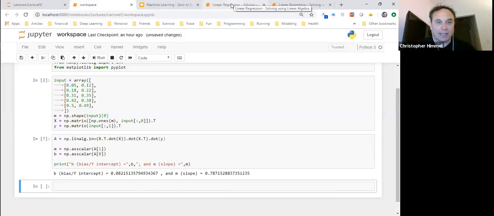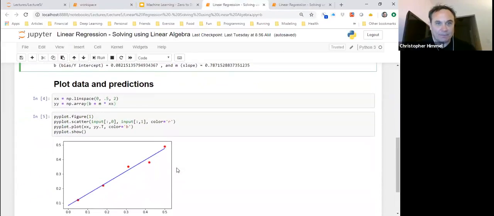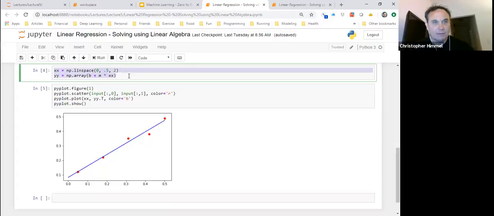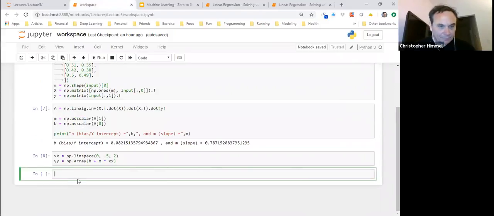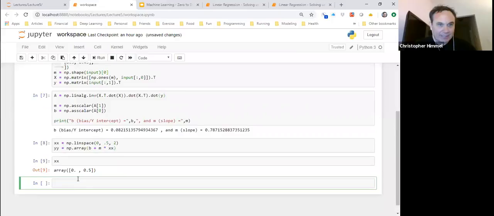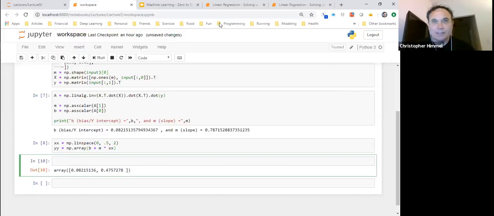So let's see what this looks like if we plug it in. I'm going to plot it, and I'm going to create these functions. XX is an array from 0 to 0.5 because we're mimicking our line. And YY, where X goes across and Y goes up, uses our B plus M times X, our slope times X plus our B.